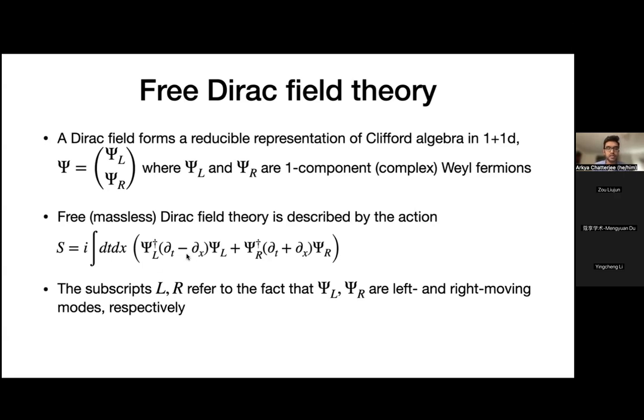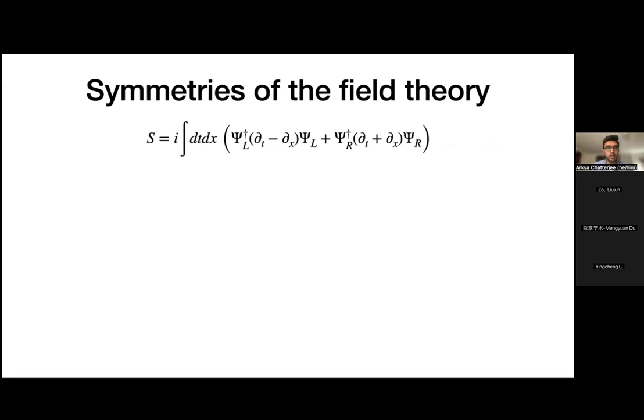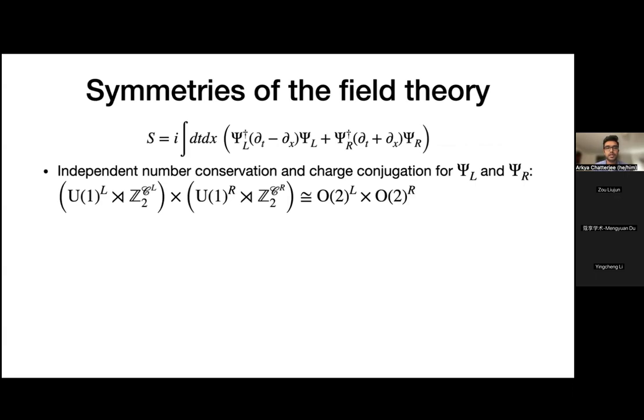You can convince yourself by looking at the equations of motion why these names are associated to these two components of the Dirac field. What are the symmetries of this field theory? There's an independent number conservation for both the left and right moving modes. Those you could call U(1) left and U(1) right. And there's a charge conjugation symmetry as well, which acts on the U(1) left in a non-trivial manner.